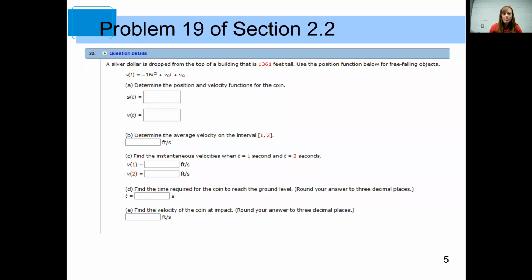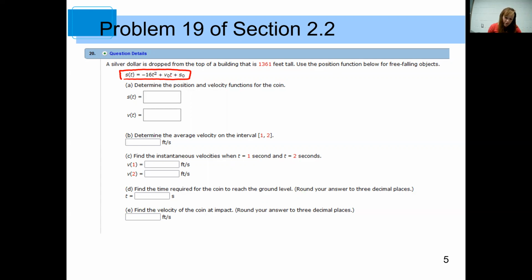Okay, we are looking at problem number 19 from section 2.2. In this problem, we have a silver dollar that is dropped from the top of a building that is 1,361 feet tall. Use the position function below for free falling objects. The position function is s of t equals negative 16t squared plus v naught t plus s naught.